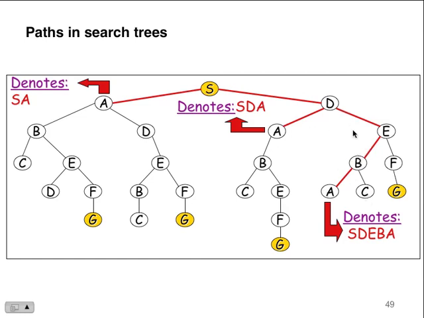SDEBA, which is the red line if I just followed it correctly. Or we have this other path here, SDA, or this path here, SA. So we see it written out by node numbers. The order in which we draw the nodes is completely up to our tree type.